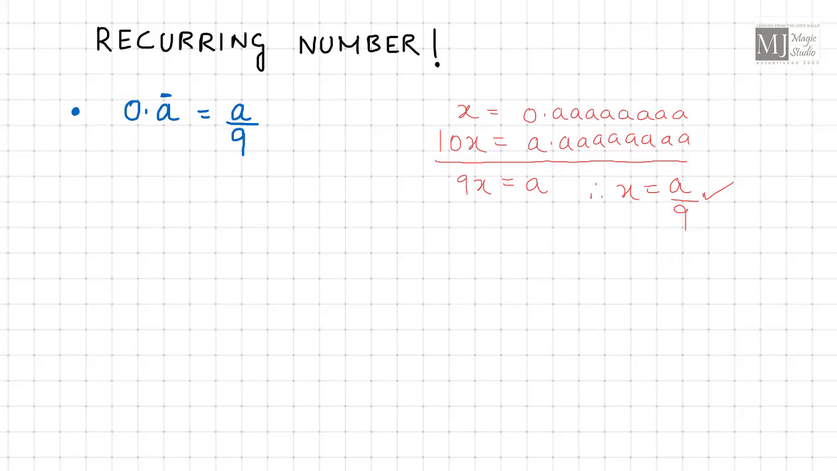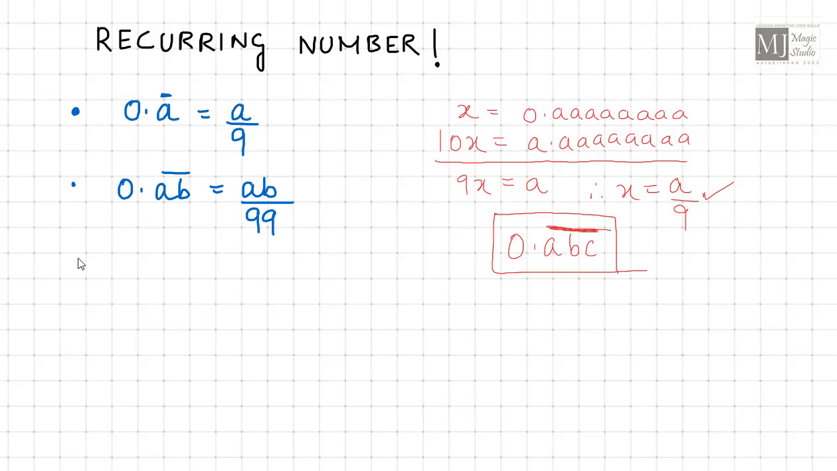I'll take a few examples and I'll give you the direct formula now, not the entire derivation, which you can find out yourself. Okay, so what are the different formats? The next format is 0 dot AB, where the recurring is on both the digits AB. That means the number is moving like 0 dot AB, AB, AB, AB like this. So if we have recurring on two continuous digits, then it is written as AB by 99. We'll take up the next example.